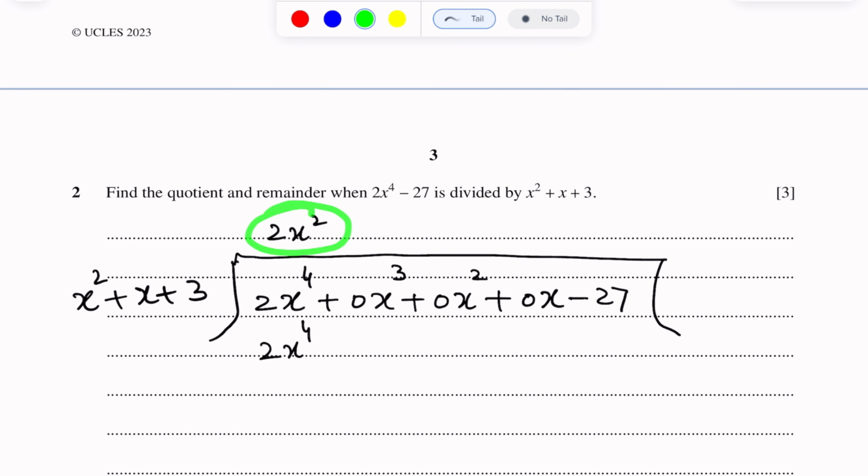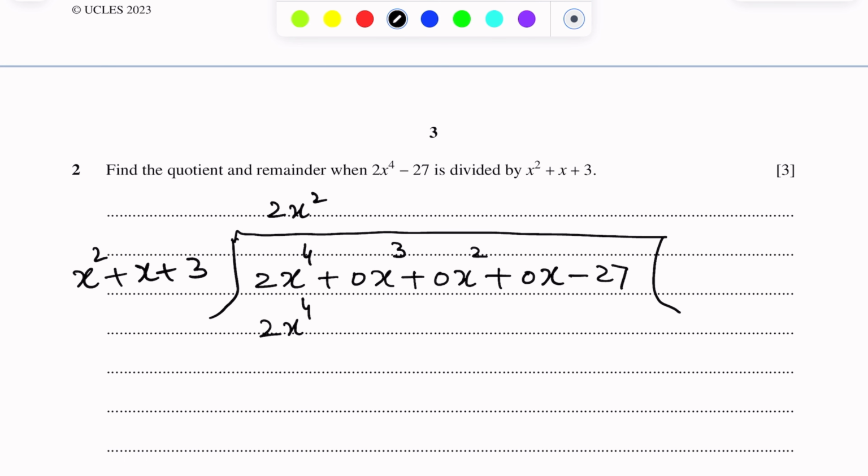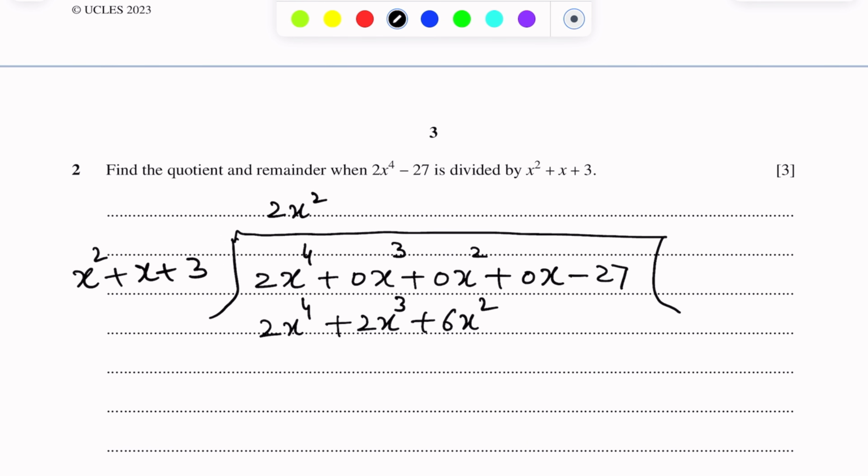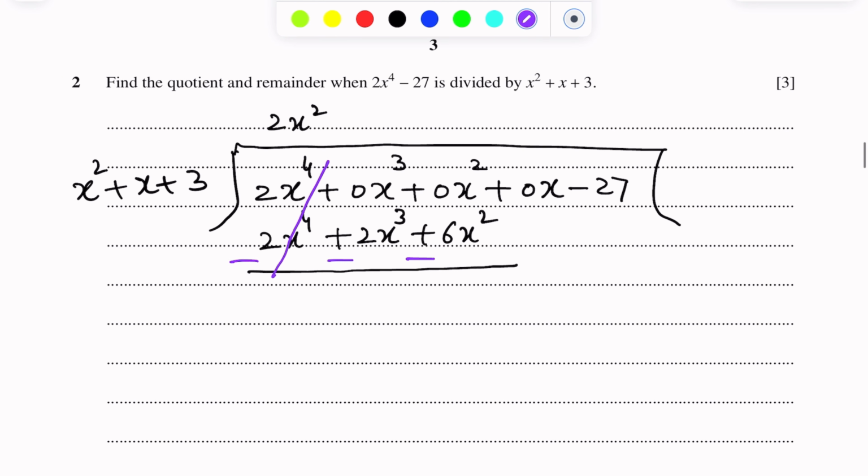Next also we will multiply 2x square by x. This will be 2x cube. So we write here 2x cube. Next we multiply 2x square by 3. This is 6x square. Writing here. Now subtracting. We change sign. Cancel out.